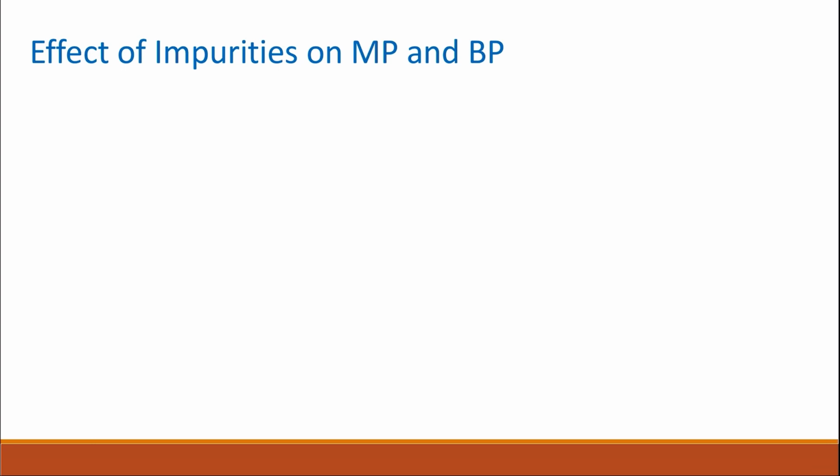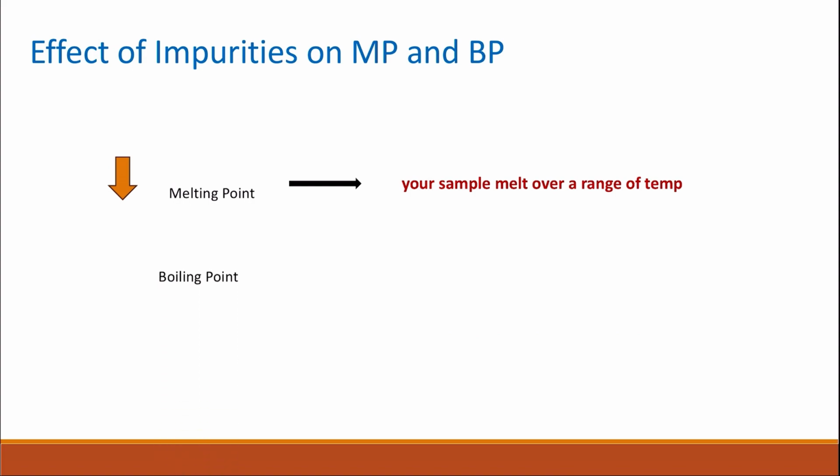So how do impurities affect the melting and boiling points? First, the melting point. Impurities will decrease the melting point of your substance. So if you find that your measured melting point is less than the one in the data book, that means you have some impurities in your sample. Also, your sample will melt over a range of temperatures, so instead of having one specific melting point, it's going to be a range of temperatures. What about the boiling points? For the boiling point, impurities will increase the boiling point, and also your sample can boil over a range of temperatures.